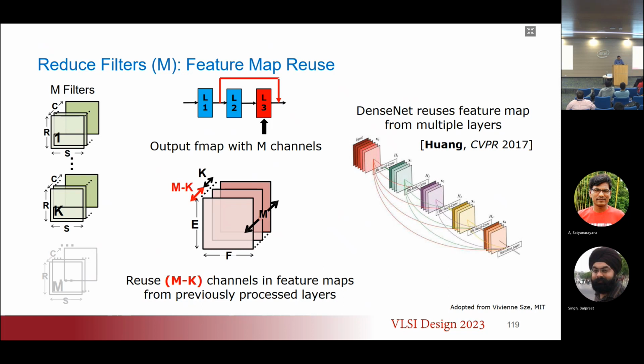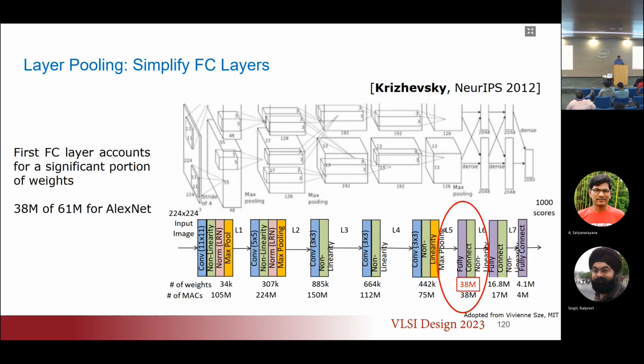And similarly, with some of these things like DenseNet, what they do is they try to apply the same filter in multiple layers. So if I used a filter in layer 1, I might want to reuse that filter in layer 5 so that I don't have to store the 2 filters. And so these are all various ad hoc approaches, and the layer pooling.